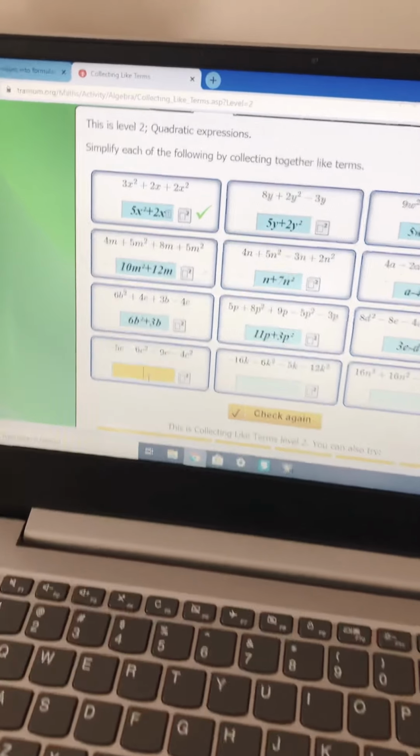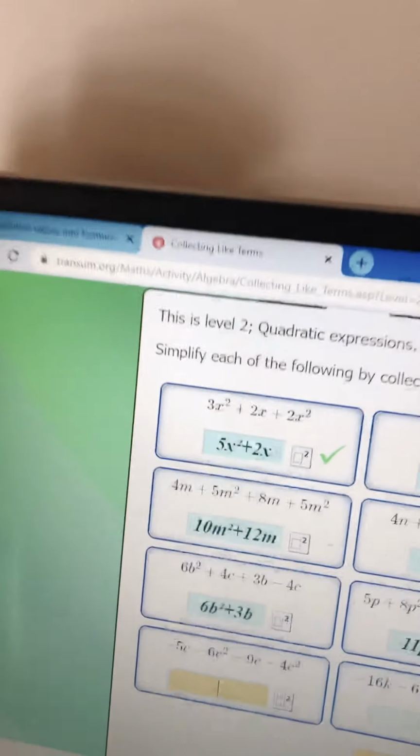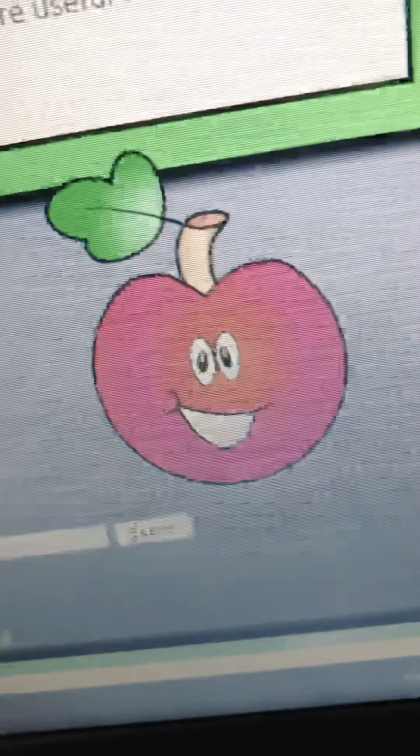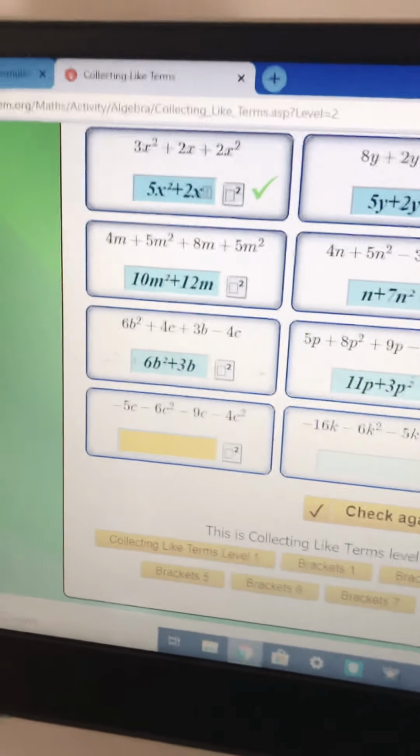So here's how we're doing. This is collecting like terms. This is on this TransSum website, which sounds like a European trucking agency, and has this weird optimistic apple with a weird smiley face on it as a logo. I don't know, just roll with it. Anyway, so let's do this one.